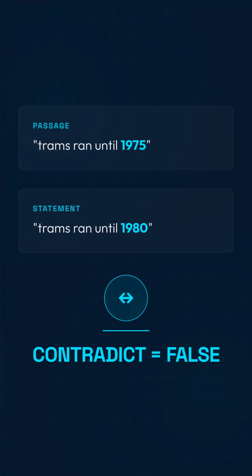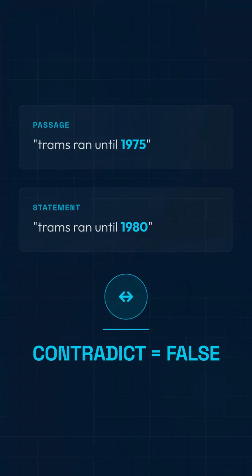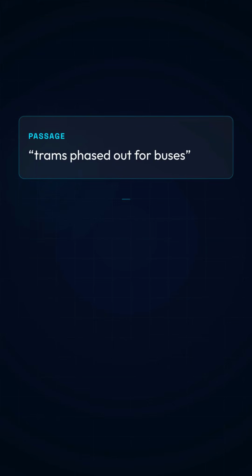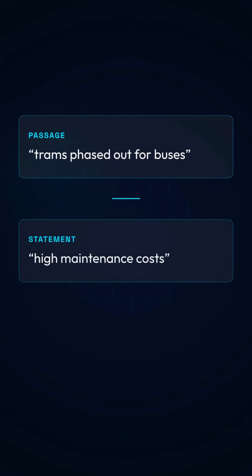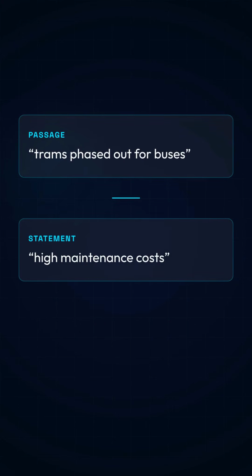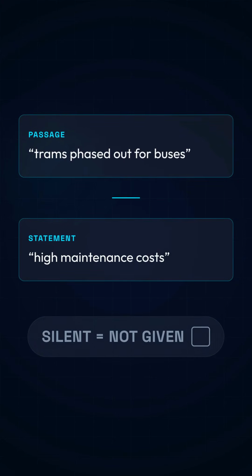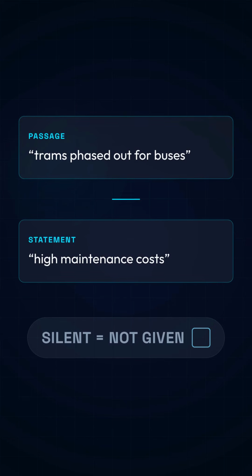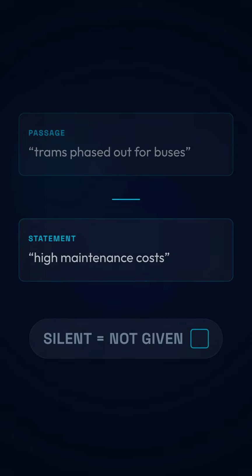If the passage says trams ran until 1975 and the statement claims they ran until 1980, that's a number contradiction. Direct opposite, false. If the passage says trams were phased out in favour of buses and the statement claims this was due to high maintenance costs, the passage never discusses cost at all. It's not opposite, it's just absent, not given. The test within the test is simple. Contradictions require the passage to say something specific that clashes. Not given requires nothing. Silence is the whole answer.